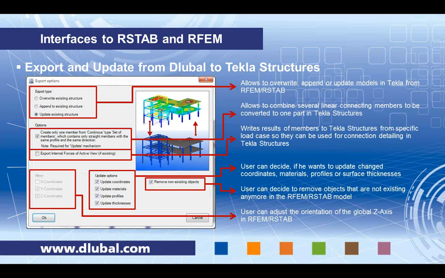We keep this information by means of so-called set of members, where we can combine several linear connecting members to one major big member. And we refer our data exchange to this, what you might also call physical members inside Tekla Structures. So when I update the model, I get one big girder as I would like to have it in Tekla Structures instead of 3 individual members. We will see this also later.